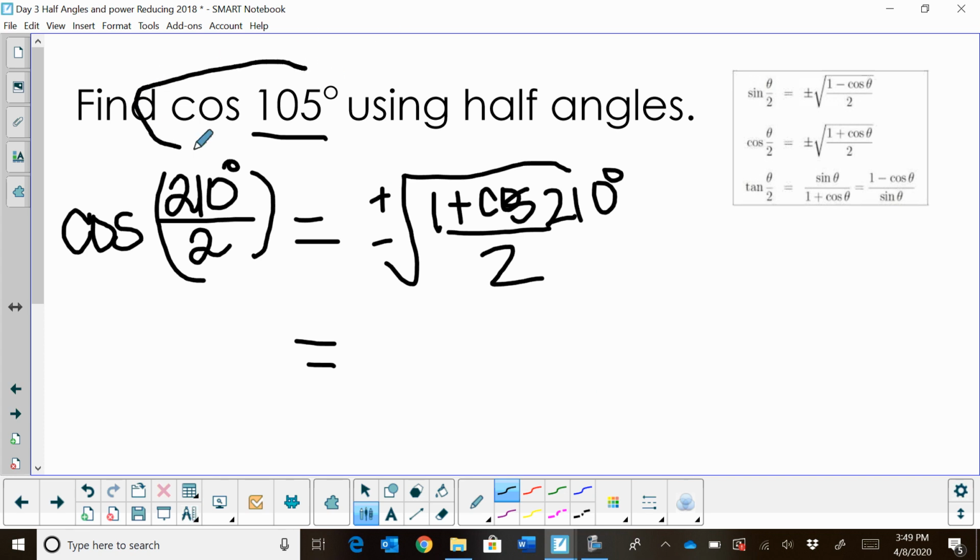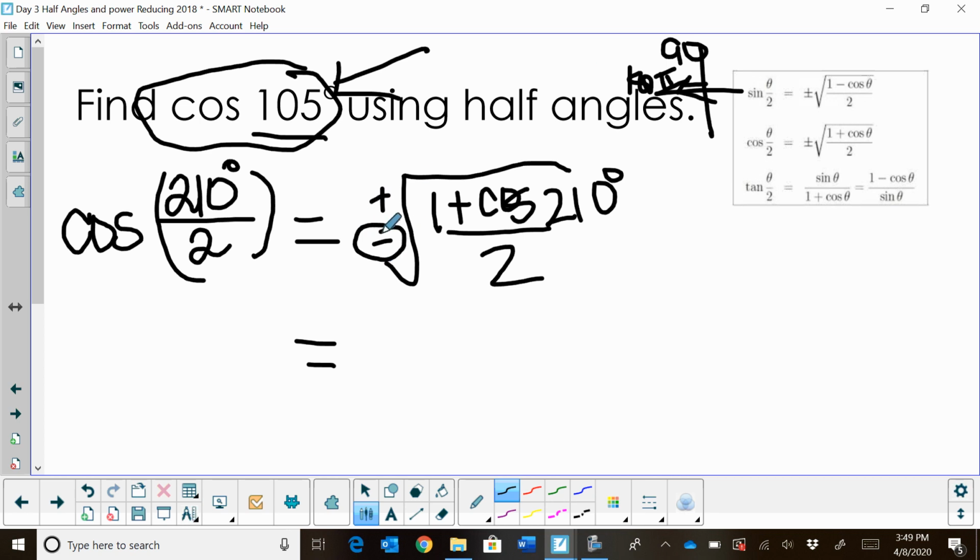Now let's go ahead and decide on the sign of the answer. Cosine of 105, we have to look at the original angle. So what quadrant will that fall into? It falls between 90 and 180, so it's in quadrant 2. Cosine in quadrant 2 is negative. So that means for our final answer, we have to drag along a negative with us.